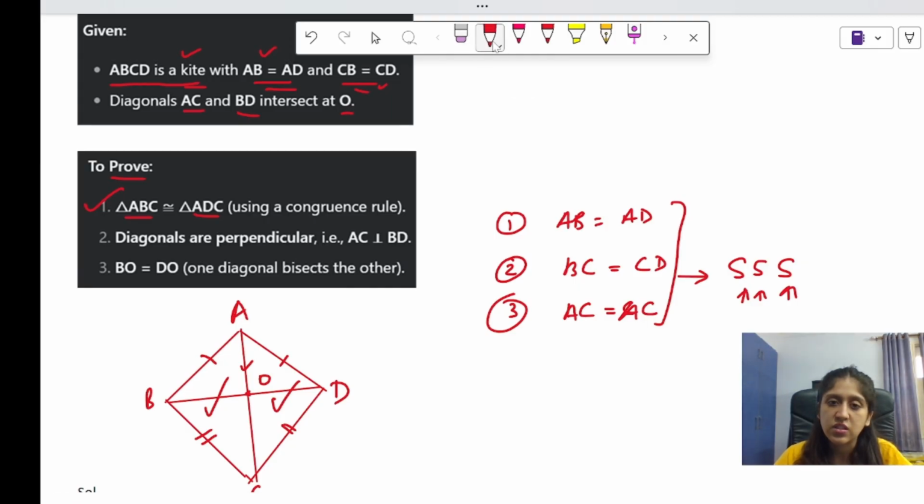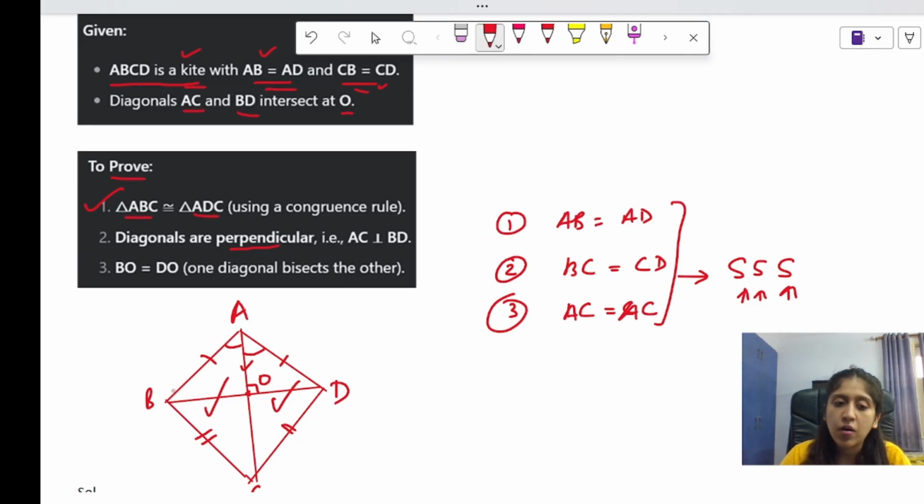So let's see. Now, what we have to prove again is that the diagonals are perpendicular. That means AC is perpendicular to BD, these two diagonals are perpendicular. What can we do? Can we equate something by CPCT or do something else? Yes, if I say in these two triangles by CPCT rule, can I say these two angles are equal?